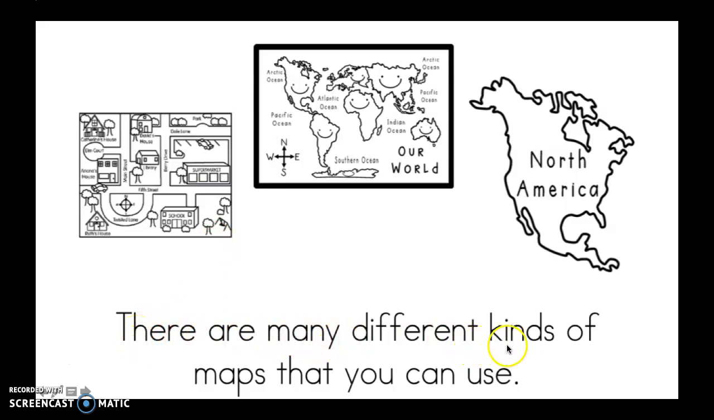There are many different kinds of maps that you can use. Can you point to the map of a neighborhood? Yep, this one right here. This is a map of our whole world. And this right here is a map of North America, which is the continent that we live on. Right here, this little piece here is Florida. That's the state we live in.